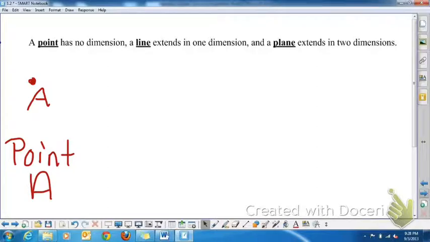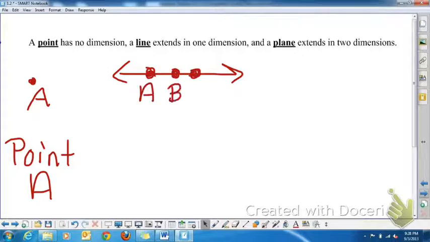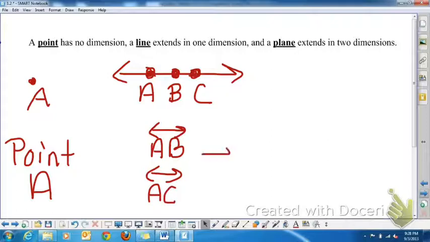A line extends in one dimension. It's just long. It represents a straight path that extends in two opposite directions without end. It has no thickness. A line contains infinitely many points. So a line can be named by any 2 points on the line. Doesn't matter how many are on the line. If this is point A, point B, point C, then we can call this line AB, or we could call it line AC, or we could even call it line BC. Any 2 points on a line can name the line.